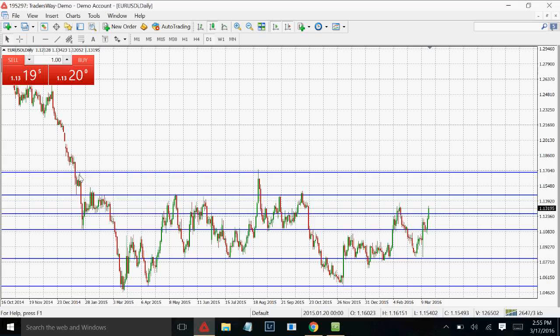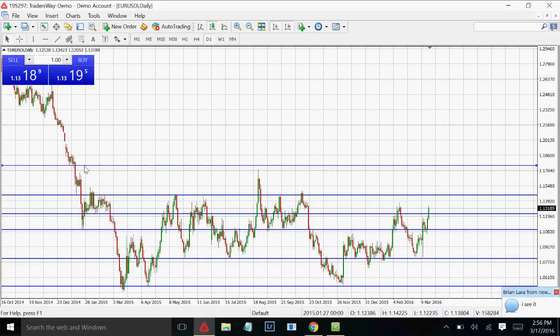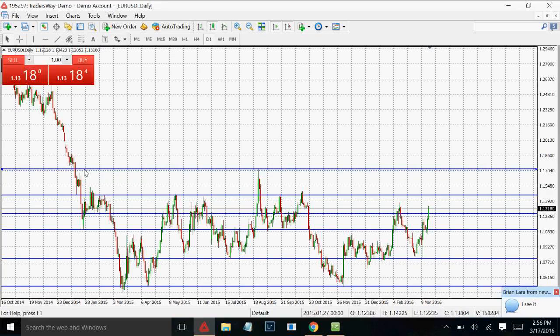Look to the left, structure leaves clues. And look, I did that off the wick, Brian. That was right off this wick, because that was the last high created back then. So if the market did push up here, if you had this line drawn based off of previous structure, you could have put it here.